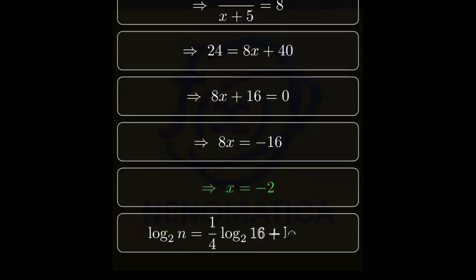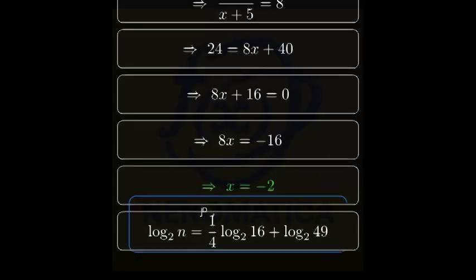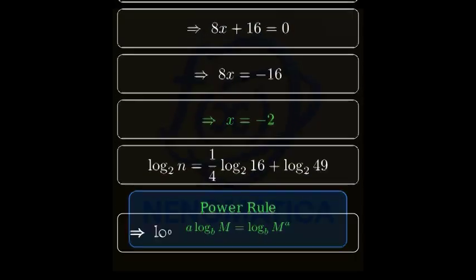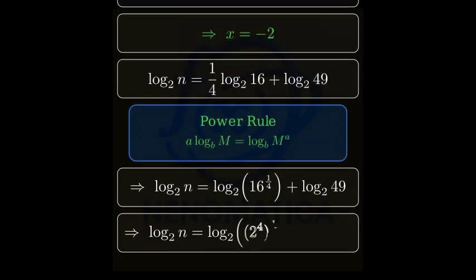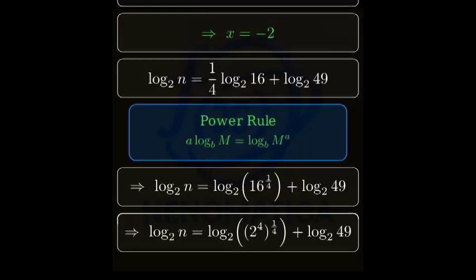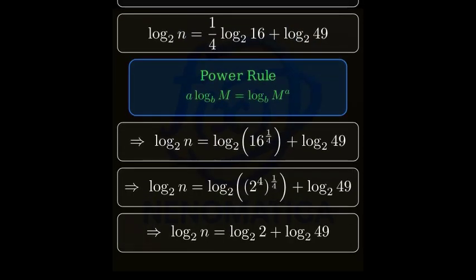Problem 2. Start from the given equation. Log base 2 of n equals 1/4 times log base 2 of 16 plus log base 2 of 49. Step 1. Use the power rule to move 1/4 into the exponent on 16. Step 2. Replace 16 with 2 to the 4th power, exactly as shown. Step 3. Simplify the exponent product 4 times 1/4 to get 1, leaving log base 2 of 2.